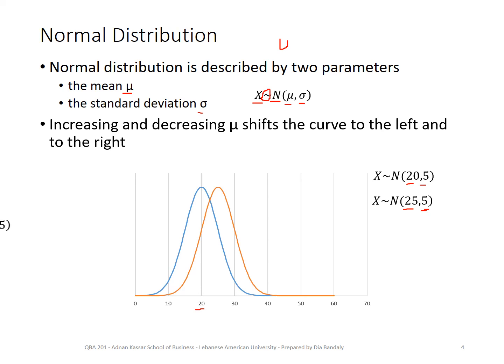What if x also has the same standard deviation, but the mean now is 30? Okay, so what would happen? Again, the curve will shift further to the right. You can see now that the mean of 30 is at the middle of this last curve.